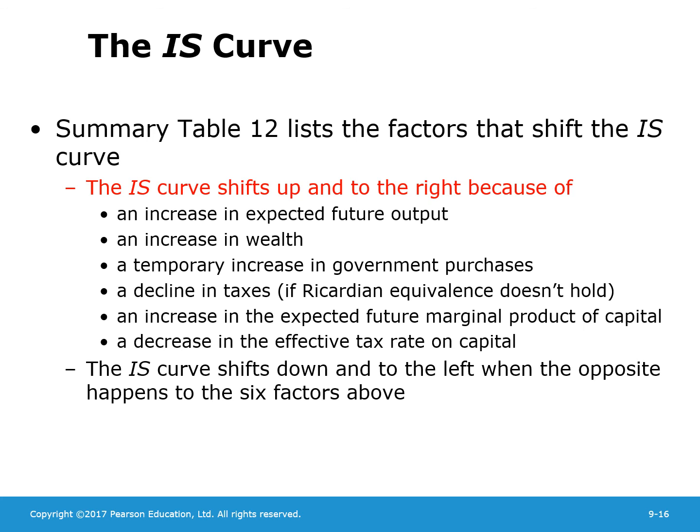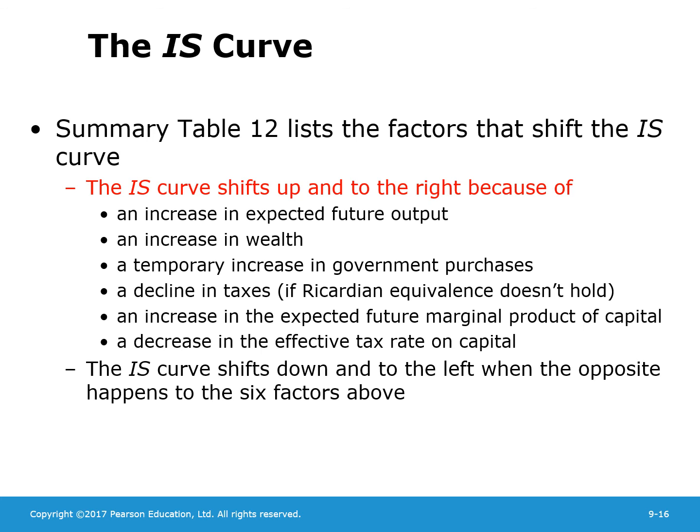The last factor is the decrease in the effective tax rate on capital. This factor also will increase investment, because taxes increase the user cost of capital. Again, chapter 4, the investment section. When the tax rate on capital is now lower, this will increase the desired investment for investors. So again, the investment curve will shift to the right, and we have a shift of the IS curve up and to the right, because the interest rate is now higher.